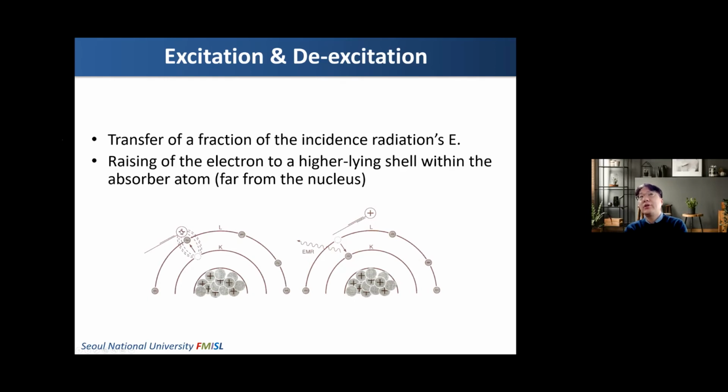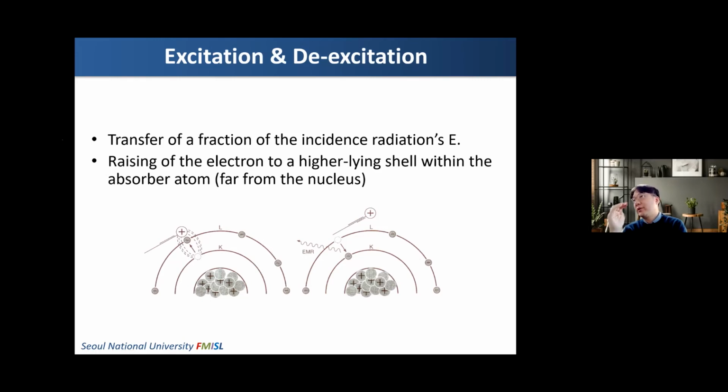Then due to the positive Coulomb force, the electron in the inner shell can move to the outer shell like that. So the energy is elevated from a lower state to a higher state. I mean that this atom is excited by this charged particle. So this atom has higher energy than before due to this excitation.